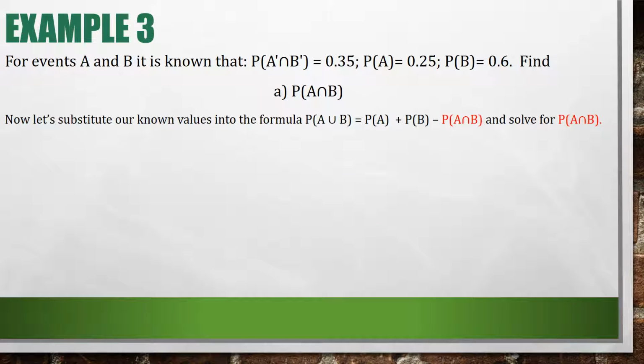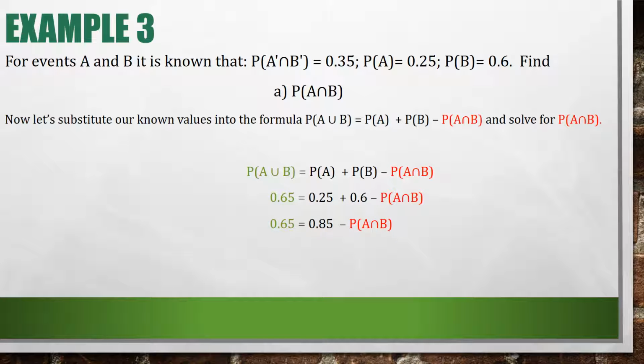So now let's substitute our known values into the formula and solve for the intersection. I plug in what I know, I combine like terms, then I subtract 0.85 from both sides of my equation, and then divide by -1. So the probability of the intersection of A and B is 2/10.